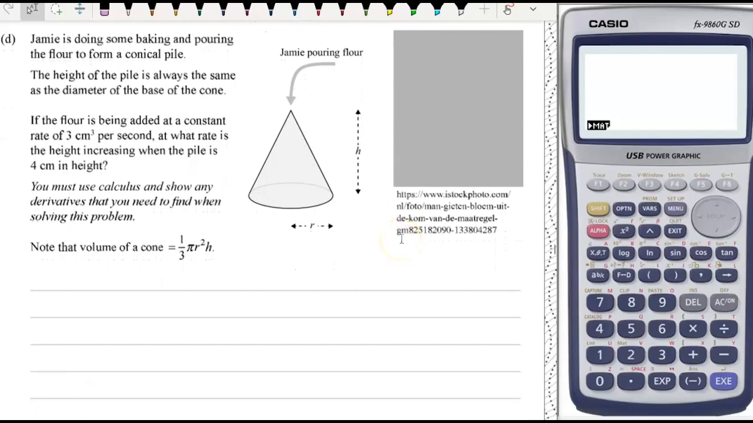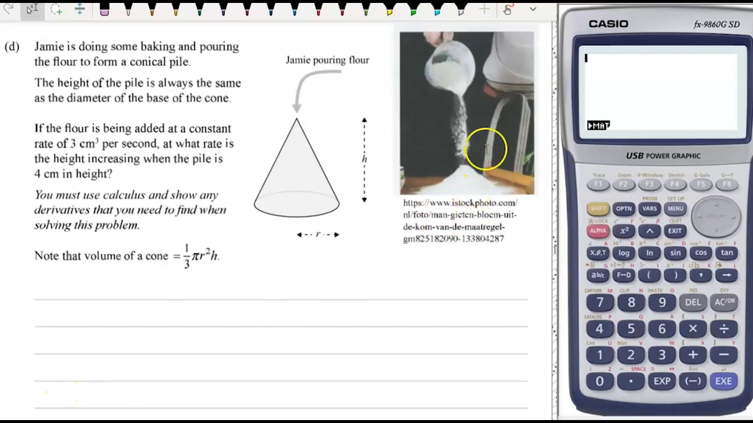Now, on the digital copies of these papers, there's often redacted photos, but I did take a scan of this paper. So there's the picture for you. Not important to the question, but just in case you were wondering what was there.